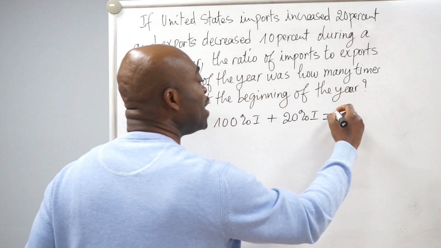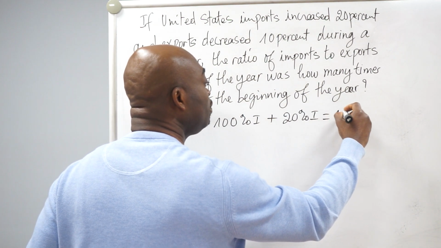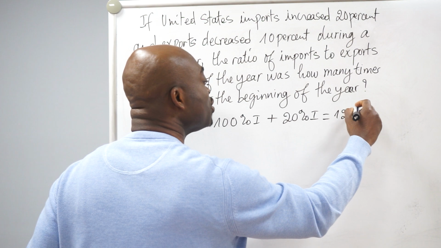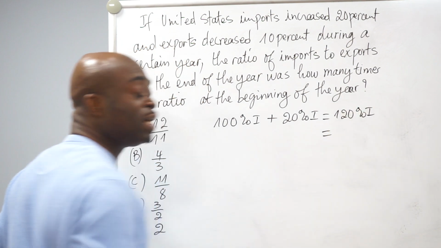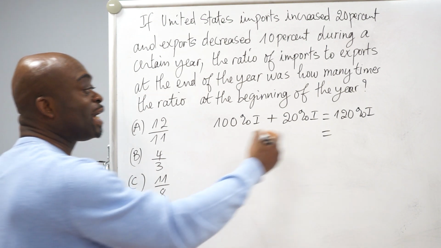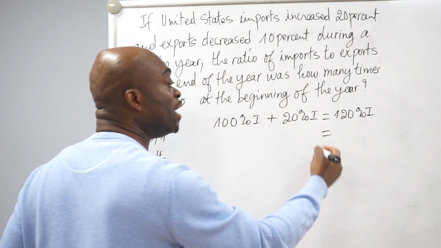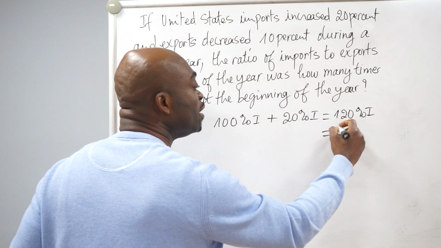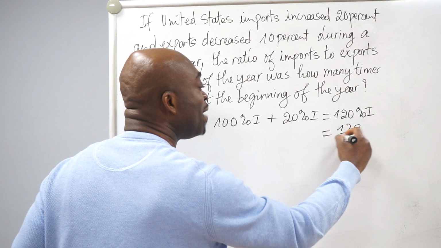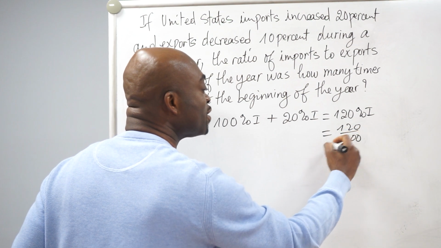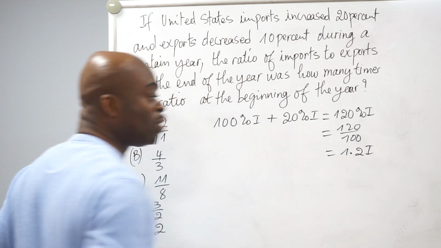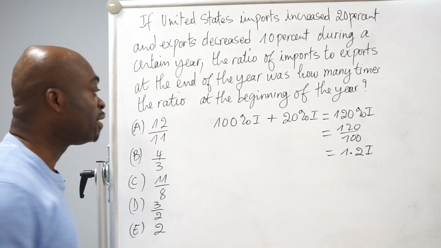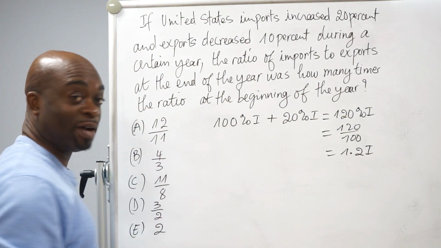That would give us 120%, which is just the same thing as, if we reduce it, 120 divided by 100. That would give us what? So 120 divided by 100 would give us 1.2 of import at the end of the year. So end of the year, that's what we have.